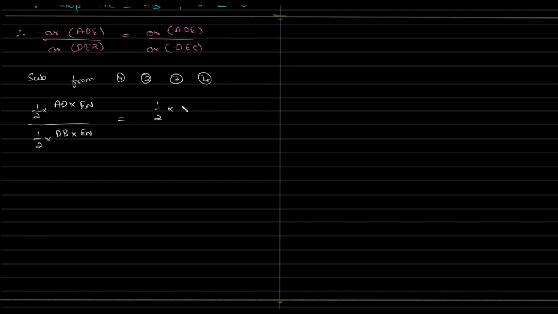So you're almost there. And next is half into AE into DN divided by half into, in place of AE we have EC into DM. So as simple as this. If you look at your diagram, it's very simple what I just wrote. Half and half, DN and DN, EN and EN. And now we have AD by DB is equal to AE by EC, right? Since the ratios are equal, hence proved. Very simple, right?